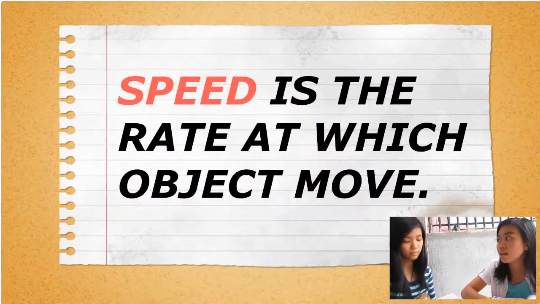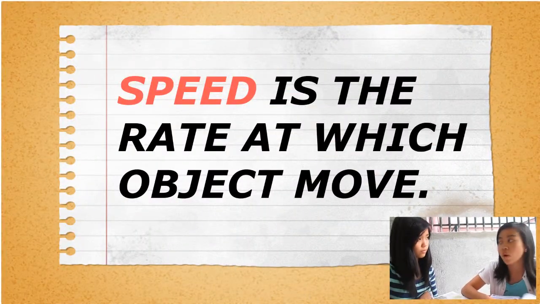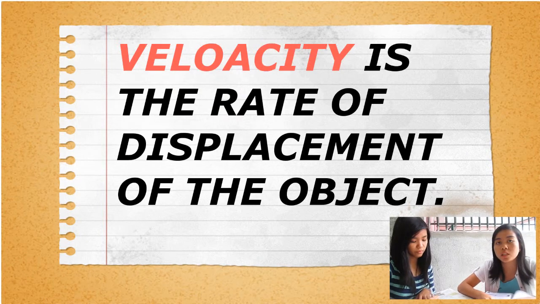We can now proceed to the next topic, which is speed and velocity. Are velocity and speed the same? No, they're not the same, because speed is the rate at which an object moves, while velocity is the rate of displacement of the object. To be clear to you, let's have a comparison.